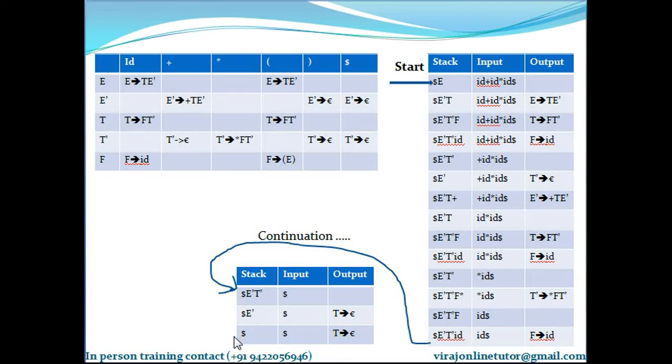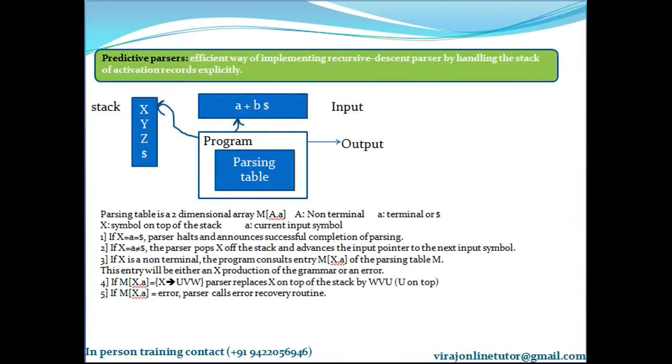I have a dollar as the topmost symbol on the stack, and dollar as the input string character. So that means my parsing is over. In the algorithm that I explained, if the topmost symbol on the stack is equal to the current input symbol, which is equal to dollar, that means parsing is complete. I had mentioned that, right? So I announce successful completion.